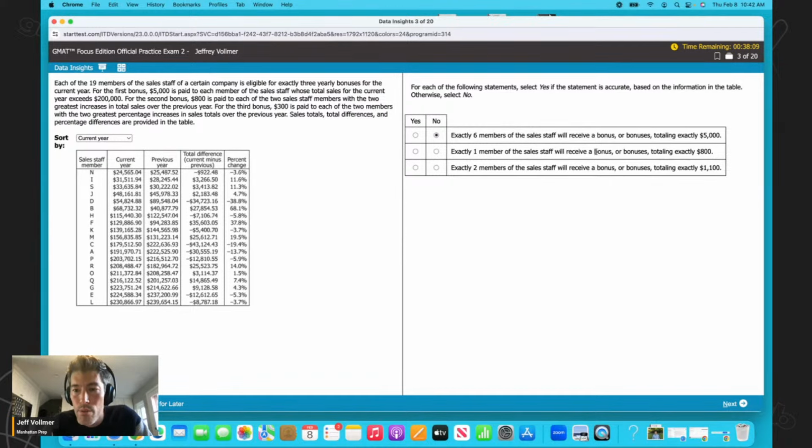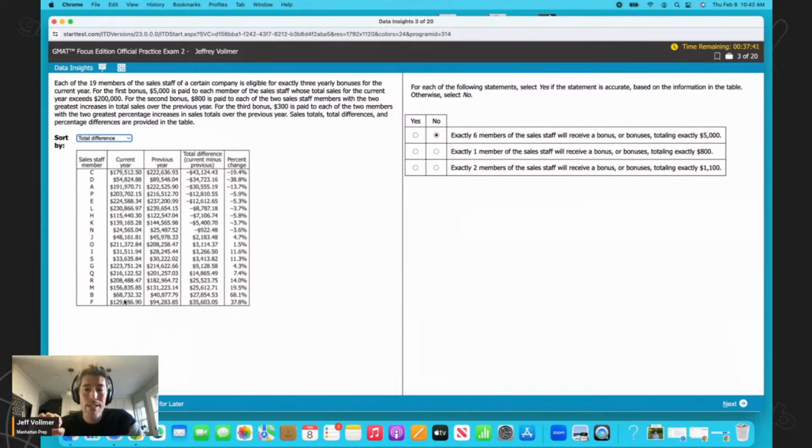Exactly 1 member will receive a bonus totaling exactly $800. How do you total $800? Well, you just get the second bonus. Okay, so you get the second bonus and only the second bonus. So how do you get the second bonus? You have one of the top 2 total differences. Let's sort by total difference. Boom, we've got B and F. They're the ones who would be in line to get it, B and F.